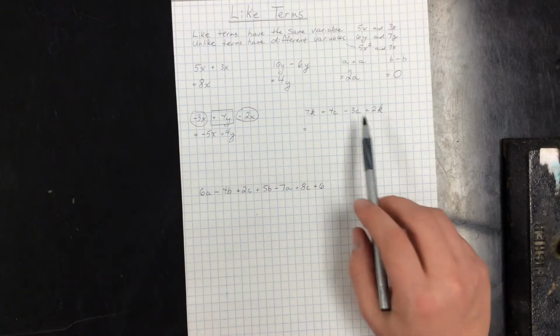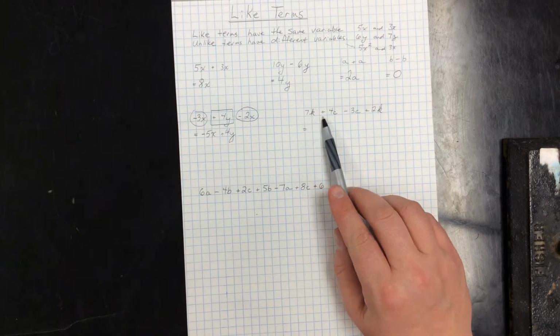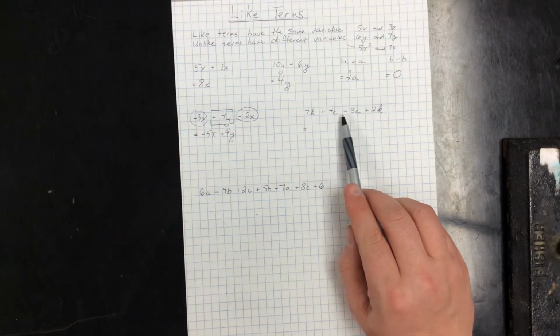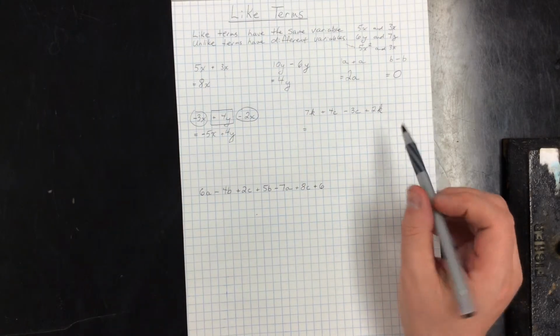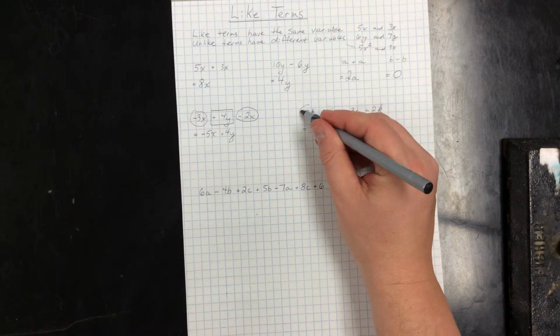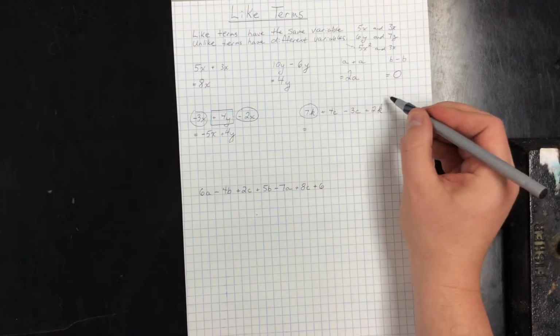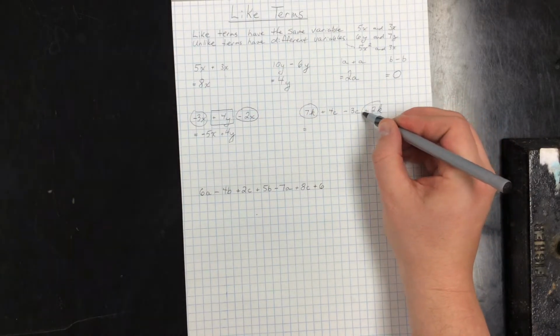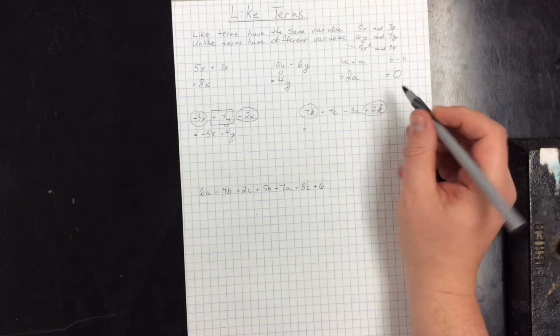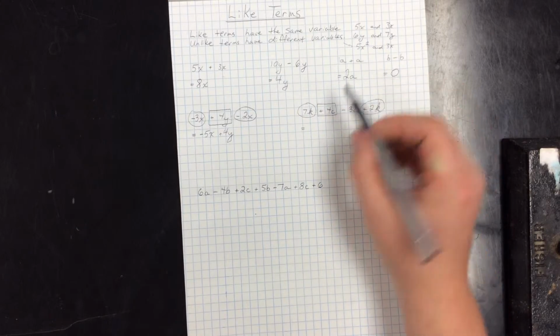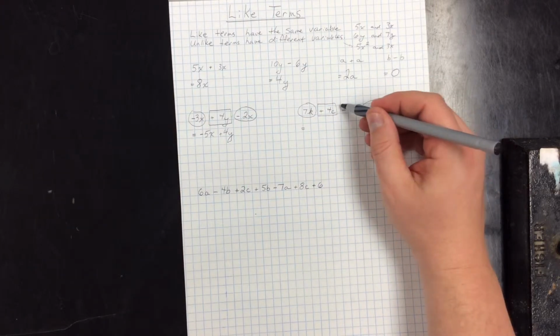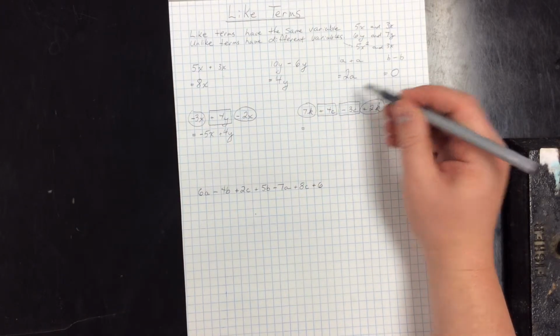So in this case, I have 7k plus 4c minus 3c plus 2k. Let's look at the different terms we have. We have 7k, or positive 7k. It's going to go with the other k, the positive 2k. And we have a positive 4c. Notice I'm taking the sign before it. And we have a negative 3c.